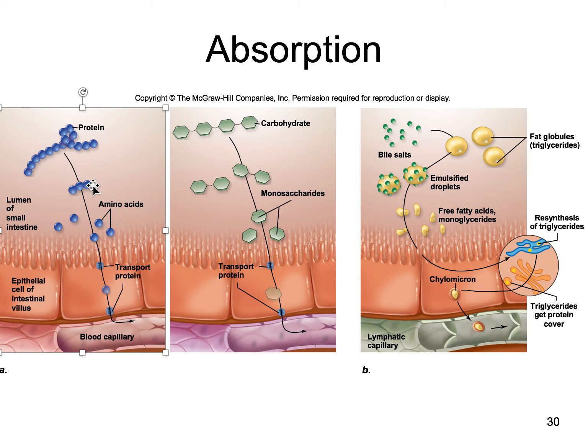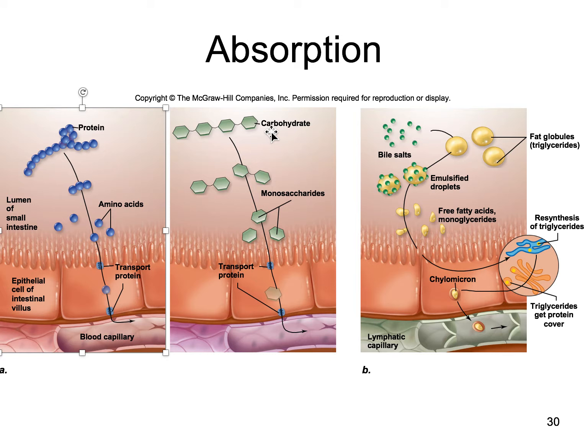So proteins, complex proteins or simple amino acids, can't cross the brush border. They can't cross these epithelial cells. And so they have to be transported through a special transport protein in order to make it through the epithelial cell and eventually enter the blood.